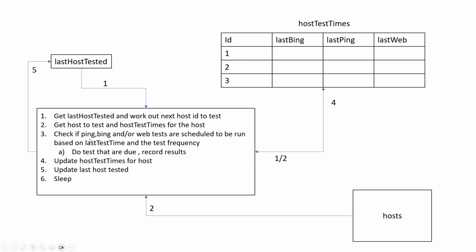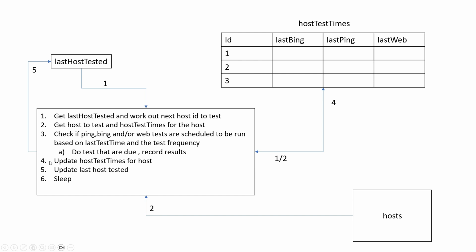So once I've got all of those, we'll check which ping, web, or other tests are scheduled to be run. So based on current time, what their frequency is, so they need to run every 5 minutes, and a particular ping test hasn't run for 10 minutes, then it'll know, hey, I need to schedule that particular ping test for that host. Once it's worked out any tests for that host that are due to be run, we'll do the tests and record the results.